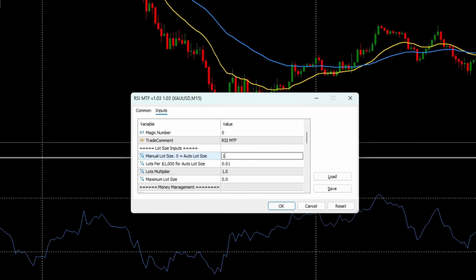Alternatively, if you had a manual setting for 10 lots on your expert advisor, but the maximum lot size for your broker is 5 lots, well, then the broker will reject the trade.